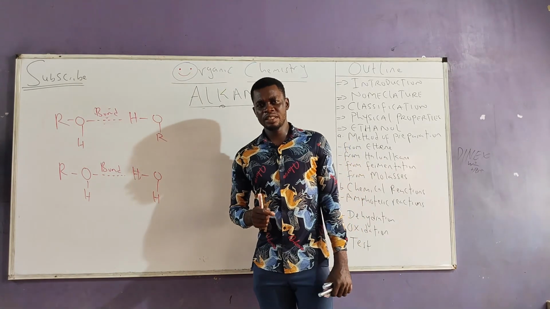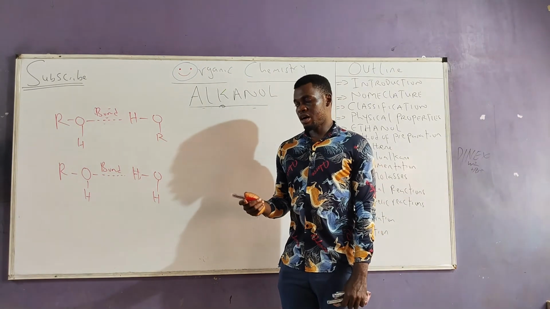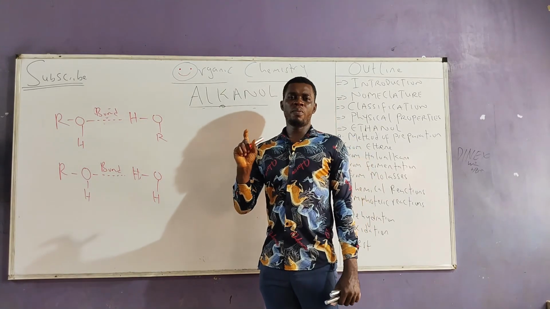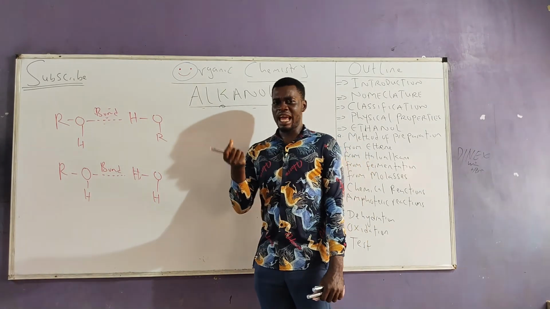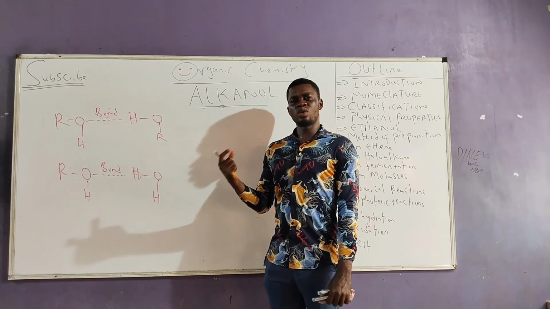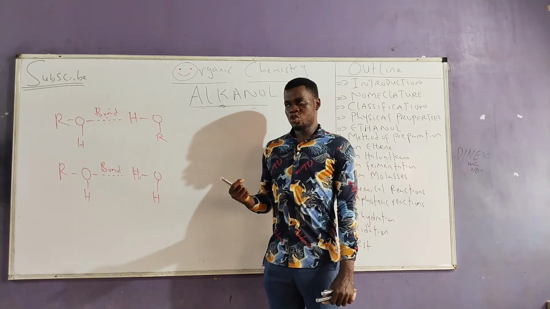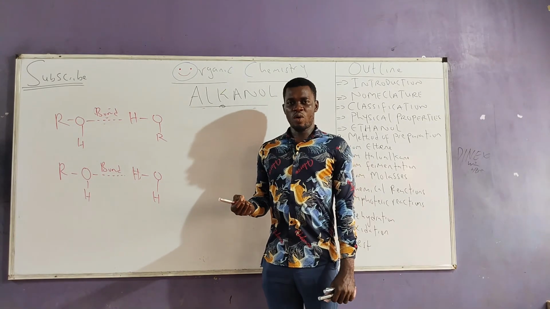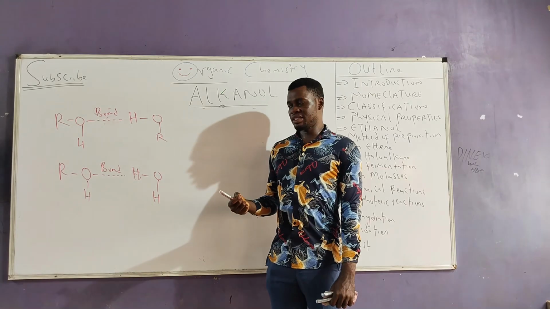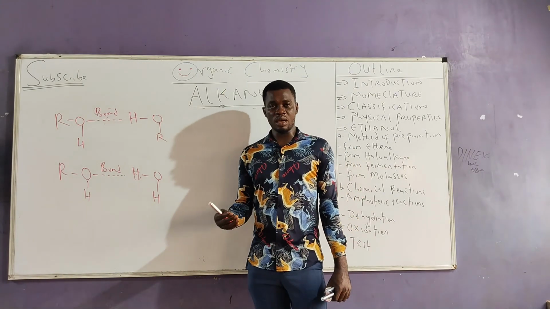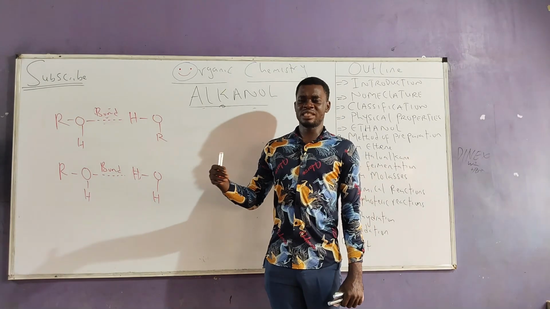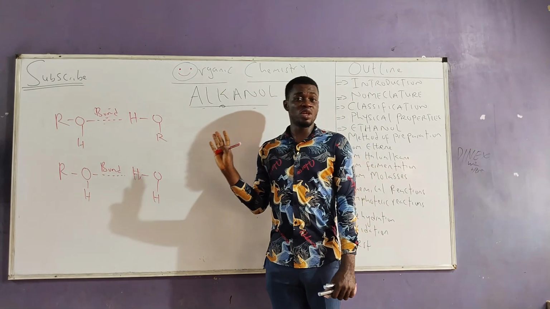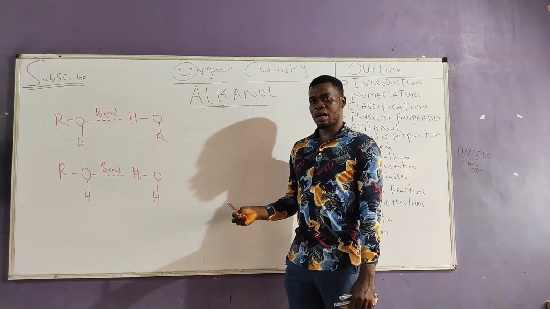But what are some of the factors that affect the boiling point and the solubility of alkanols? One of these factors is the number of carbon atoms. Carbon, as an element, is not quite soluble in water. It's not known for its solubility in water. So as the number of carbon atoms begins to increase, the solubility will begin to decrease. For instance, the lower members of alkanols are generally soluble in water. But as the number of carbon atoms increases, the compound no longer becomes soluble. The higher members of alkanols are generally not soluble in water. So it is actually the lower members of alkanols that are soluble.